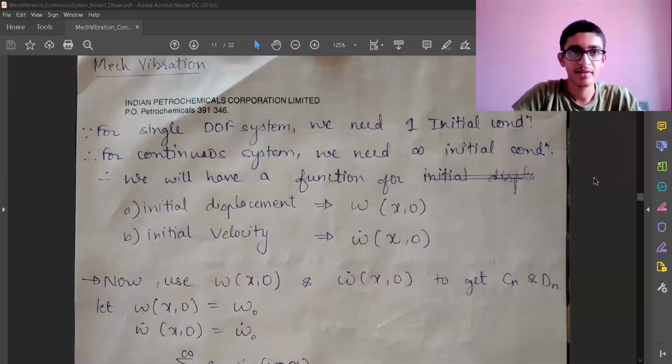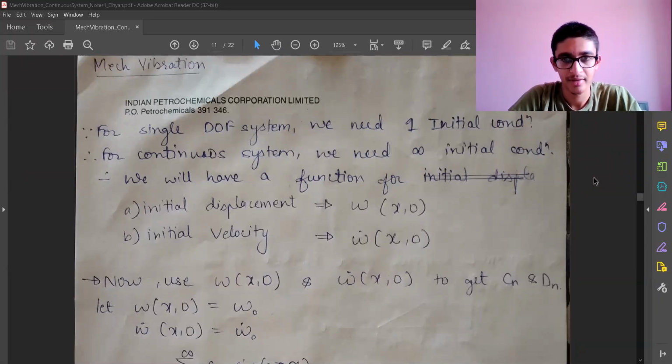So till now, we have not completely solved any response equation or normal mode shape equation. We have just left it with the initial conditions and boundary conditions left. So we have constants in that term. So now we are going to use the initial condition and boundary condition.